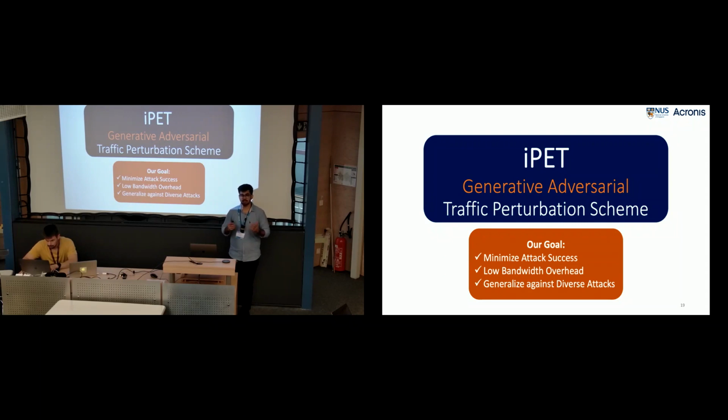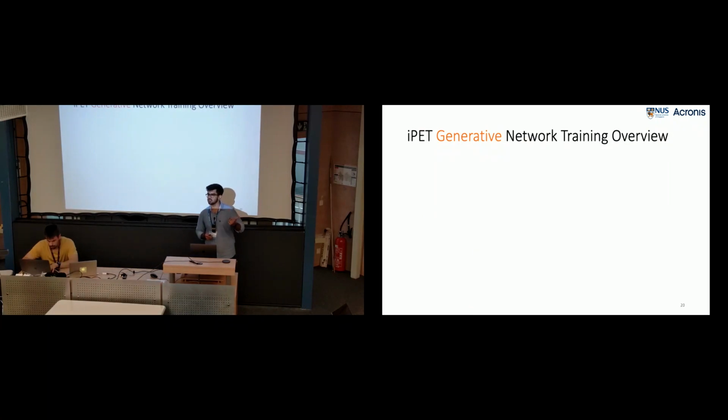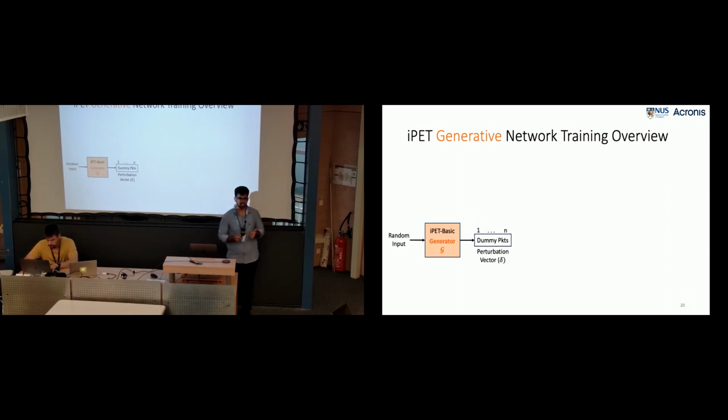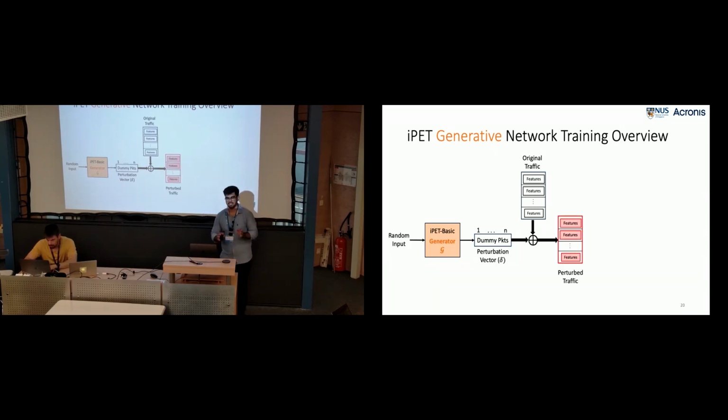So we discuss our proposal iPET, which is a generative adversarial traffic perturbation scheme. I'll first take you through the first stage of our defense, which is an iPET basic generator. The generator transforms some random input into a perturbation vector, which is the dummy packets. And these dummy packets, when added to the original traffic, give the perturbed traffic that will go from the egress of the home network.